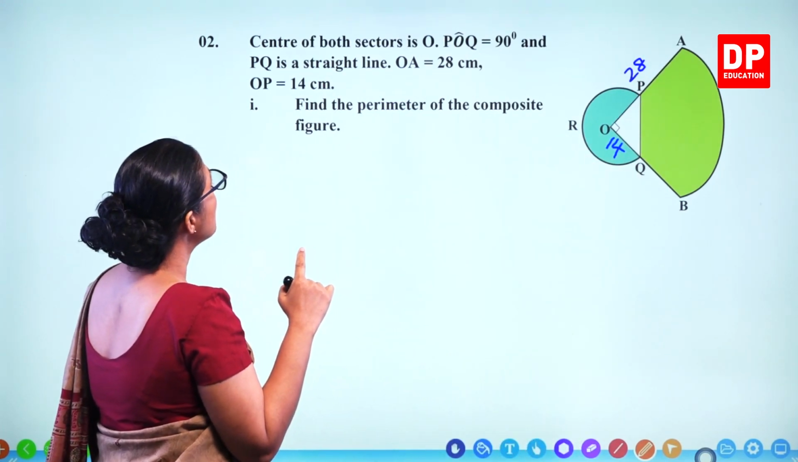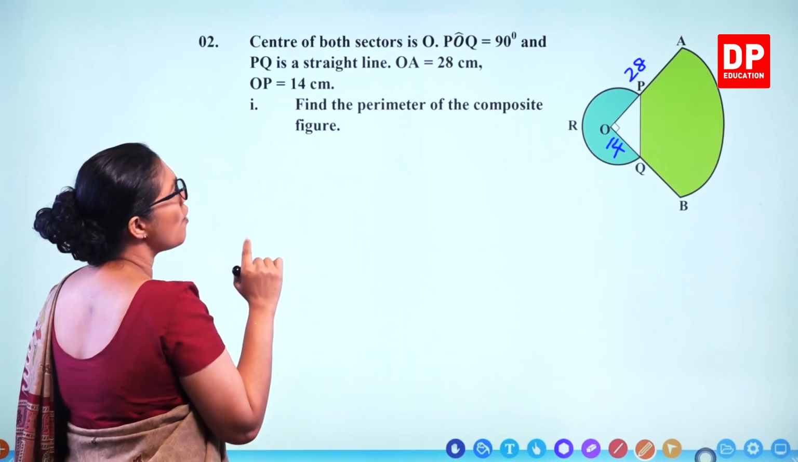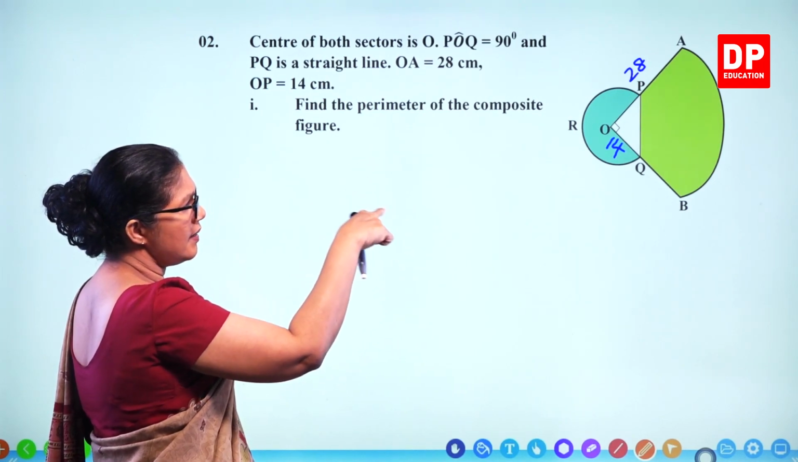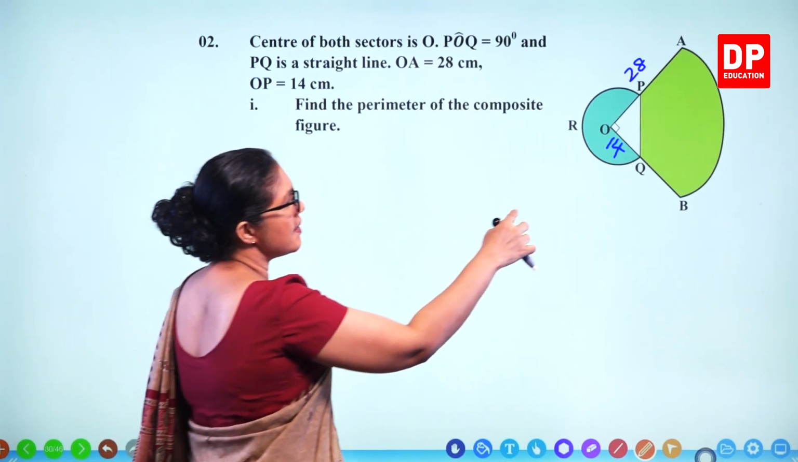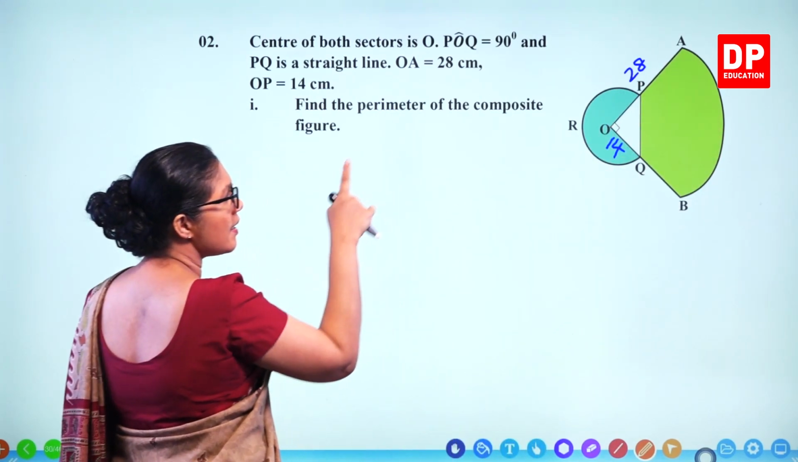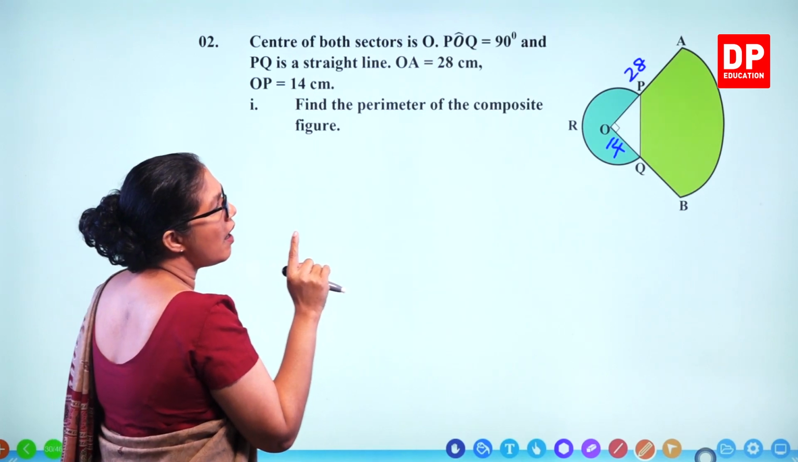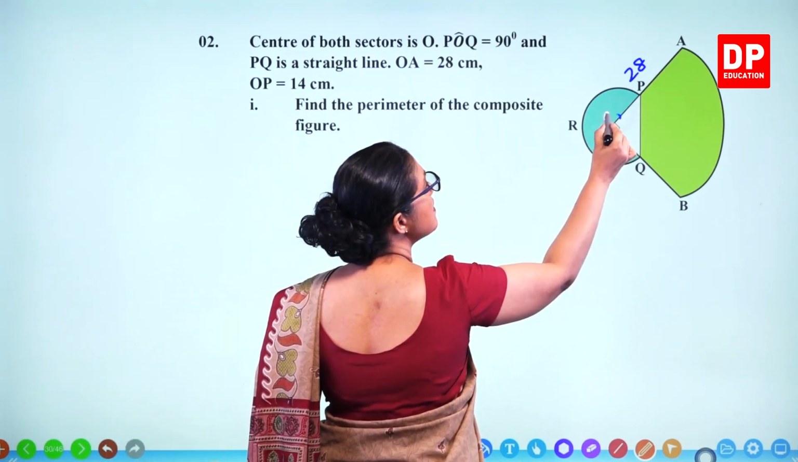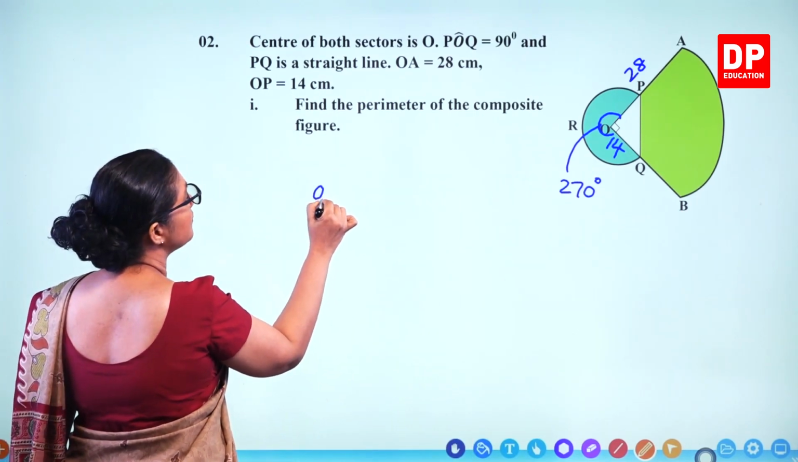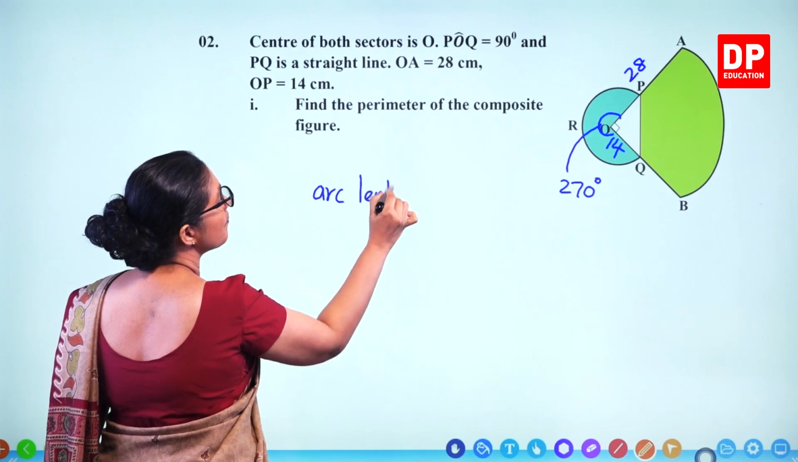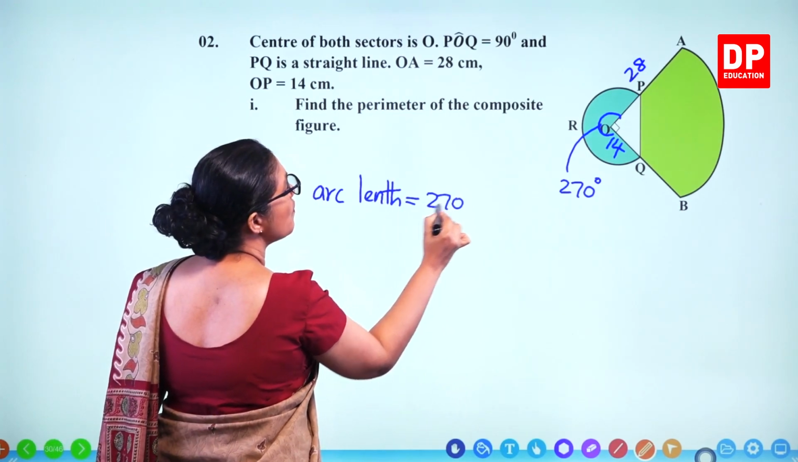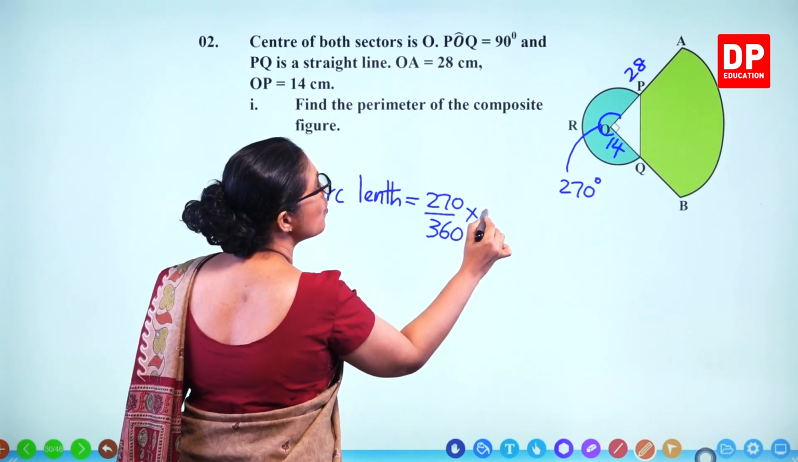Find the perimeter of the composite figure. How do you find the perimeter of the composite figure? You have to find the arc length, this length, and this arc length again. We'll find the arc length of the smaller one. Now this is 90, and that means this is 270 degrees. So arc length becomes 270 over 360 into 2 pi r.